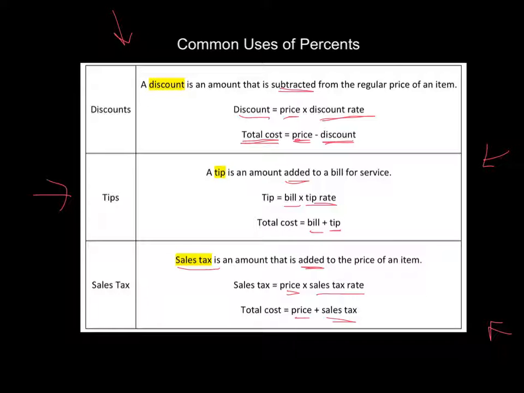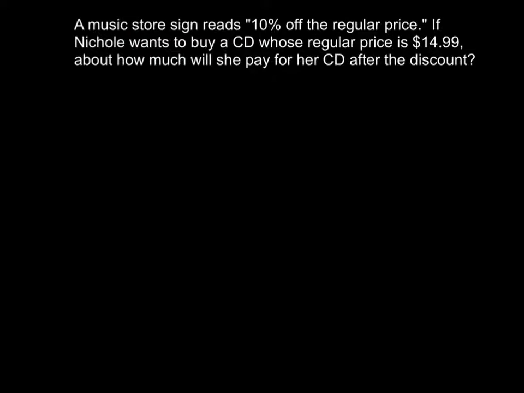So let's practice. We're going to practice one problem from each. A music store sign reads 10% off the regular price. If Nicole wants to buy a CD whose regular price is about $14.99, how much will she pay for her CD at the discount? Now it says about. That means we don't have to keep dividing if our decimal is going to go on forever. We know money has two digits to the right of the decimal point, so we don't have to go on much further than that. I'd do maybe 3 to see if you should round that last one up.